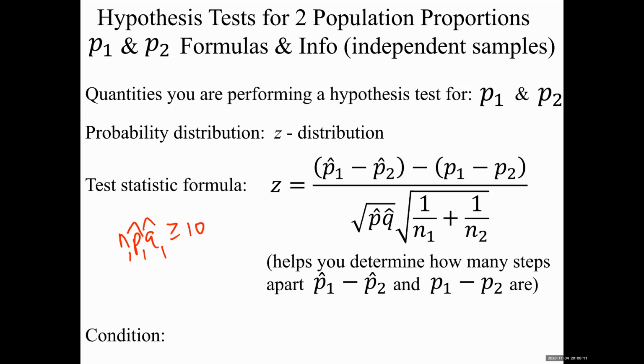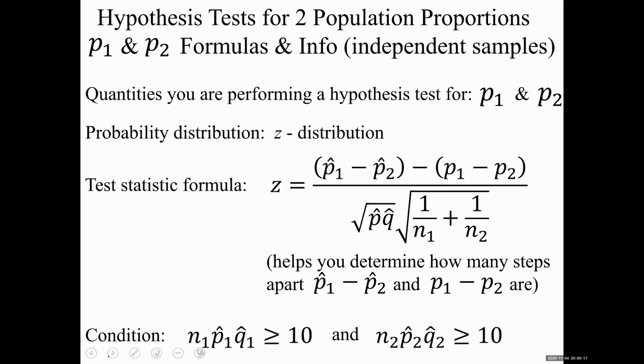So that'll be the condition. We need N1, P1 hat, Q1 hat. If you multiply those together, it needs to be greater than or equal to 10. And same thing if you put 2's on it. So N1, P1 hat, Q1 hat, and also N2, P2 hat, Q2 hat have to both be greater than or equal to 10. You don't need to check it, but just know that that better be the case. If it's not the case, just do the problem anyway, pretend that it's the case. But hopefully, if I don't make any mistakes, those will always be the case.